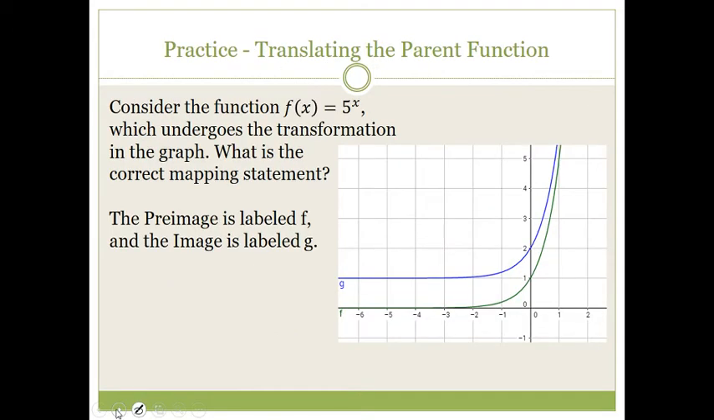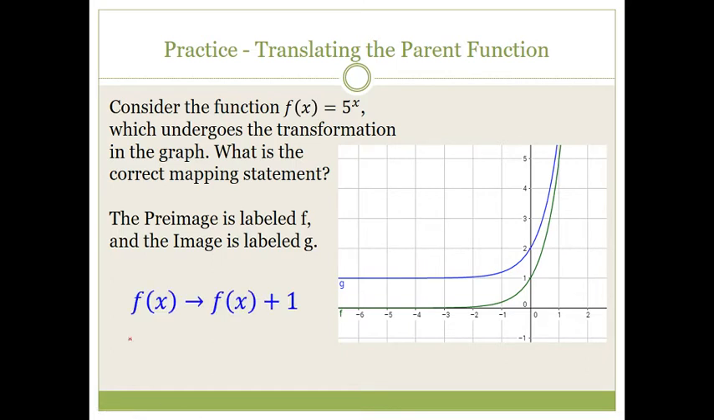All right, so consider the function here. F of x is equal to 5 raised to the x. It undergoes a transformation. What is the correct mapping statement? So the preimage is labeled f. That's the green one in this picture. So we're going to map f to g. Go ahead and write that mapping statement to map f to g.